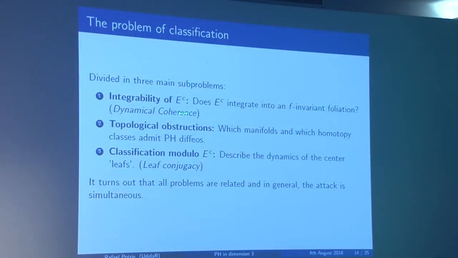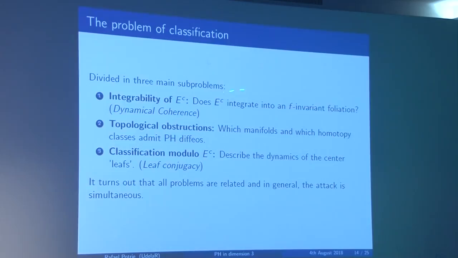The first one, already apparent, is that the center direction, which is a one-dimensional bundle, integrates because it's a one-dimensional continuous bundle, but typically it's not more than continuous, and so there's no reason it should integrate into an F-invariant foliation. Sometimes it even doesn't. And so understand when the center direction integrates is an important issue when trying to classify.